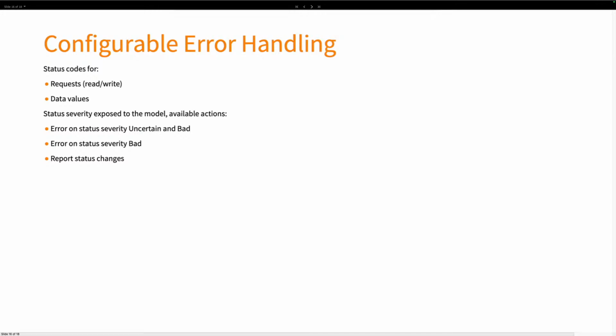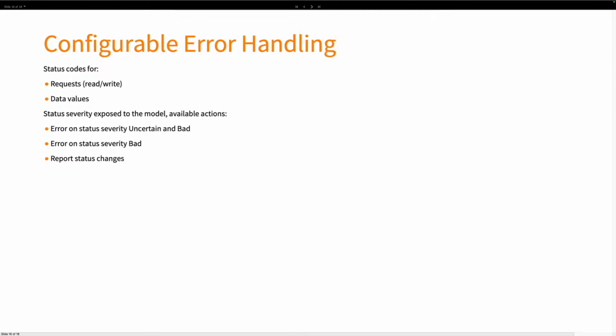Status codes come in three different severity levels. They can be good, uncertain, or bad, and they can also carry additional information about the reason why the status isn't good. For example, maybe the value is at the limit of the sensor operating range, or the communication with the data source has failed.